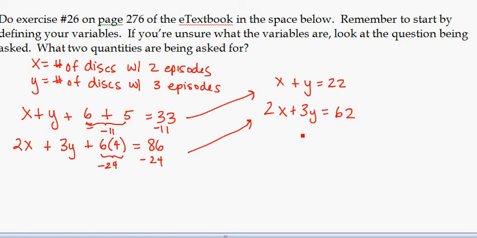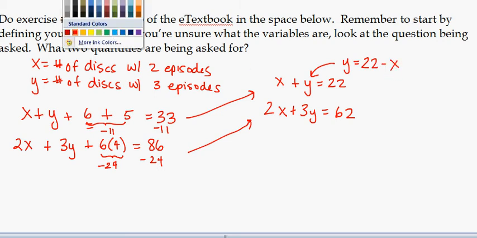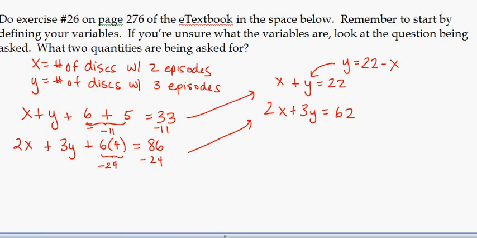We can solve this by elimination or substitution. To me, substitution is a good fit here because I can easily solve for x or y. So I can solve for y, for example, in this first equation by subtracting x to the other side. I'm going to take this y expression and replace it in for y. So I have 2x plus 3 times 22 minus x equals 62.